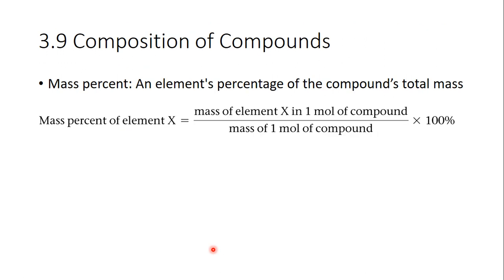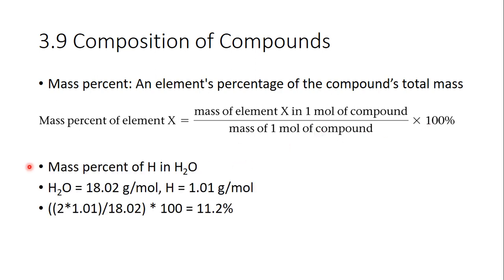Now let's talk about mass percentage. That's just, of this particular element, what percentage of its weight makes up the compound's total weight. So for example, the mass percent of a certain element X is just the mass of the element X in 1 mole of compound divided by the mass of 1 mole of that compound, times 100%. So what does that actually mean in English?